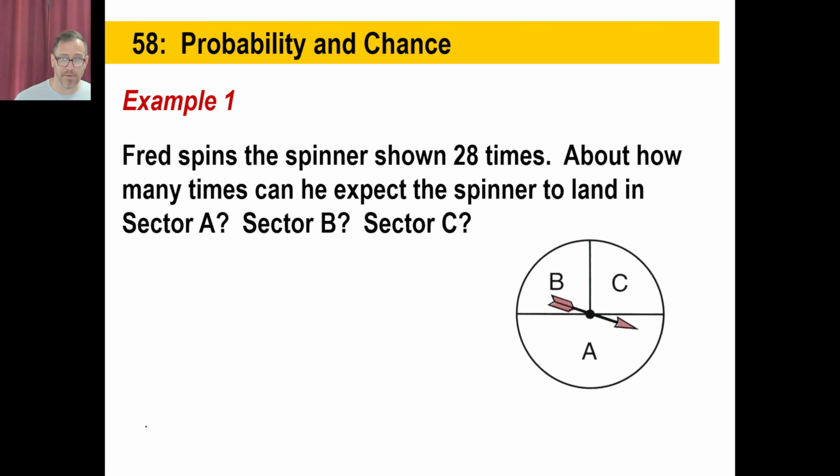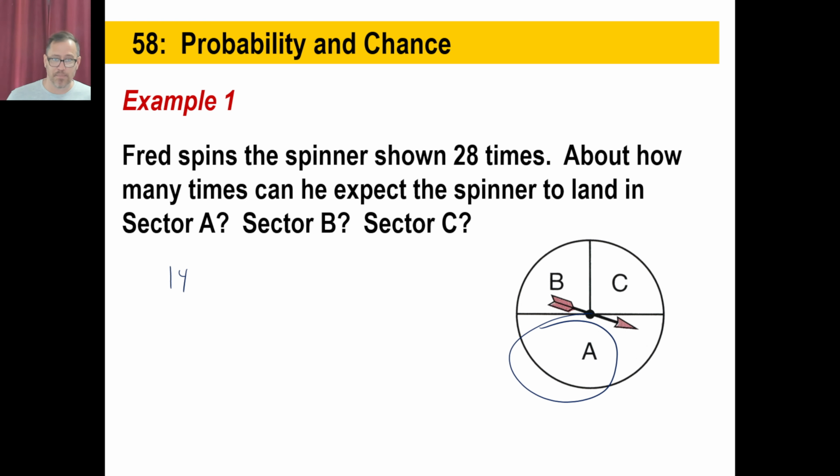About how many times can he expect the spinner to land in sector A, B, and C? Well, let's talk about this. Fred spins the spinner 28 times. About how many times can he expect it to land in sector A? Well, A is half of this thing, right? So about half of 28, which is 14. Now, that's no guarantee, of course, that he's going to spin exactly 14, because it's random, right? It could be less, or it could be more. He could spin it and it lands on A 28 times in a row. Then he can go outside and tell his goat friends.